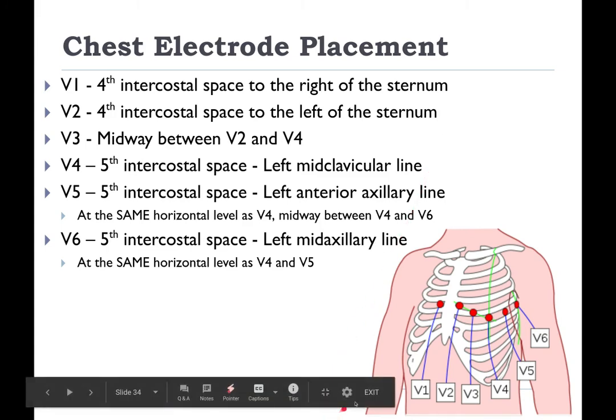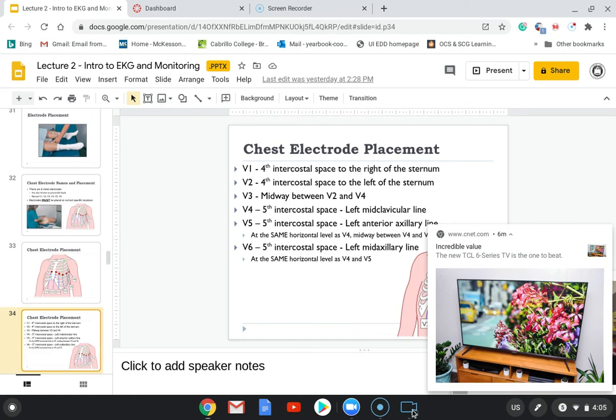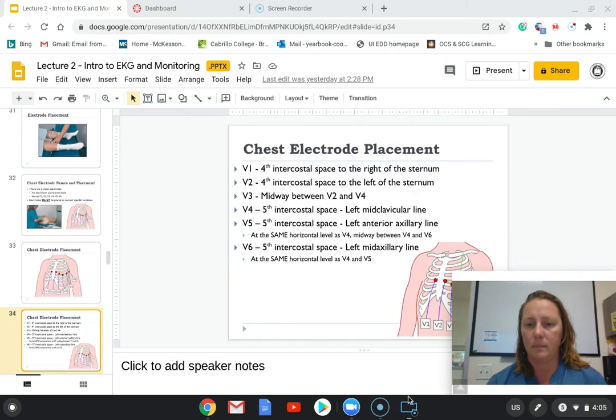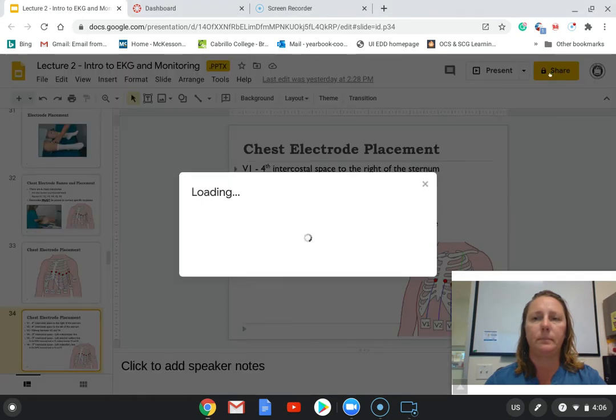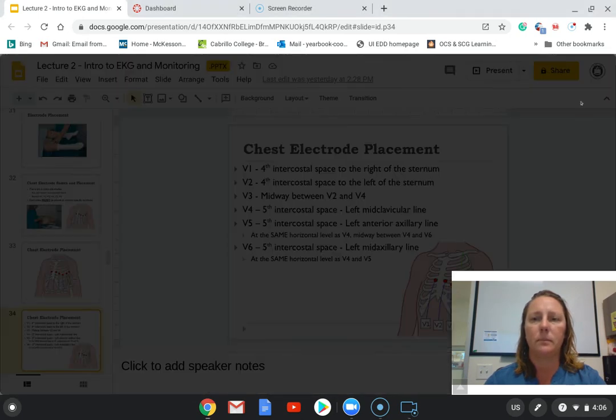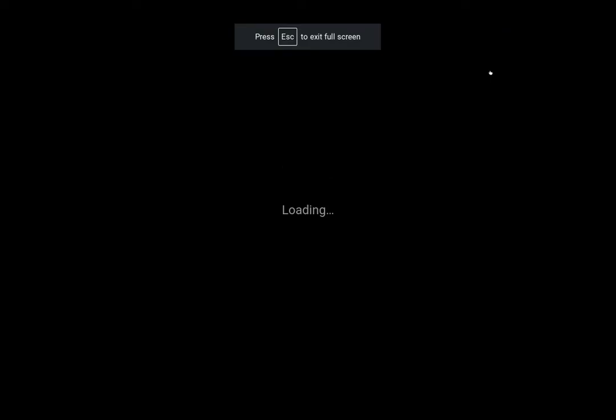I'm going to take a quick pause there before we talk about that. Okay, we're going to pick back up here with the chest electrode placements. Oh, whoops. There we go.